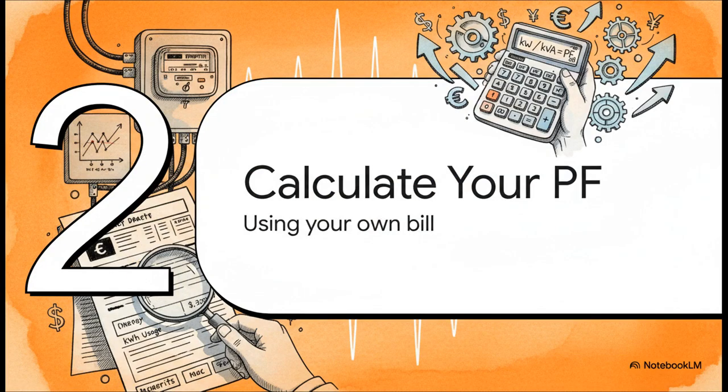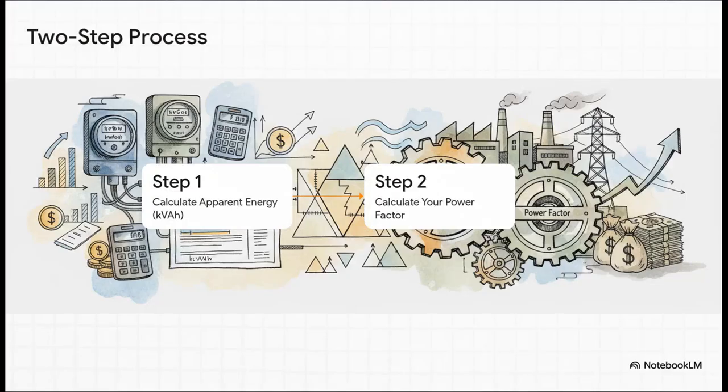All right, let's get practical. It's time to actually calculate your facility's power factor. And you don't need any special equipment for this. Seriously, just go grab your latest electricity bill. It's just a simple two-step process. First, we're going to figure out your total apparent energy. Then we'll use that number to find your power factor. All you need to do is find two numbers on your bill, your total kilowatt hours, or kWh, and your total kilovolt ampere reactive hours, or kVARh.